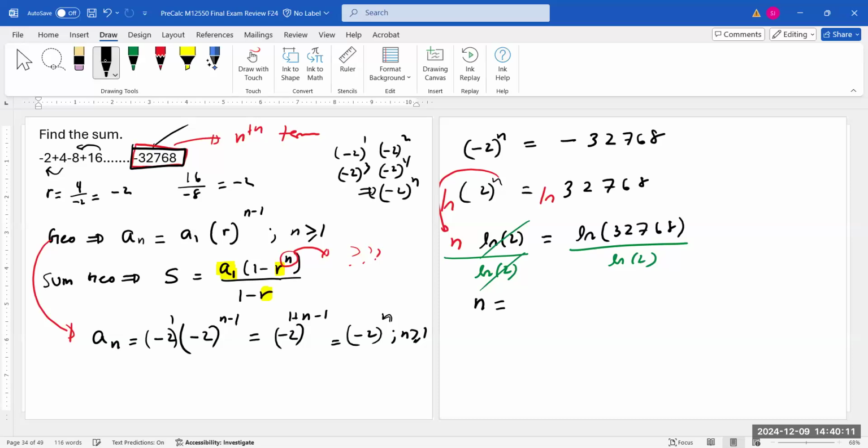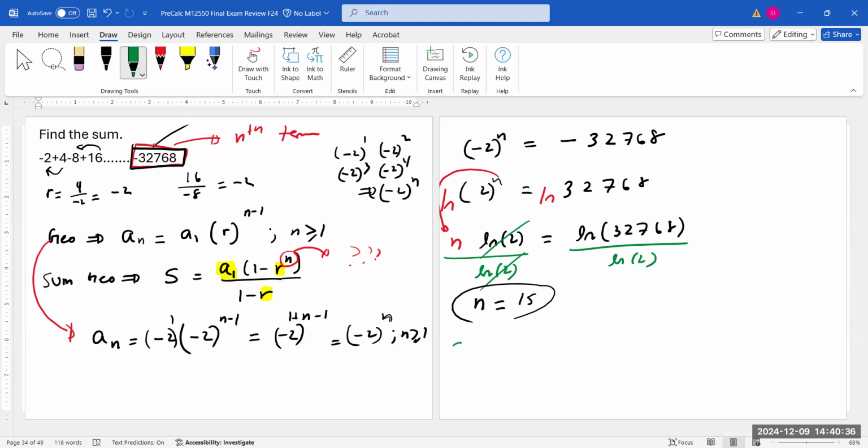So the nth term, we go to the calculator. Let me put the calculator here. 32768 ln. We divide that by 2 ln, and we get 15. So the last term is the 15th term.